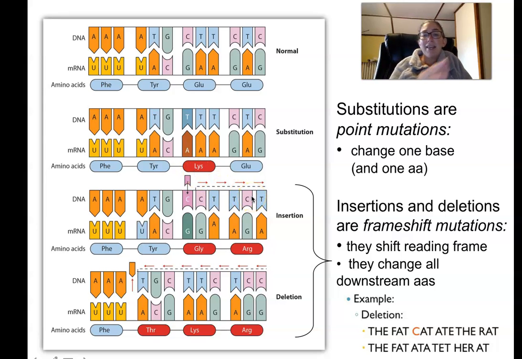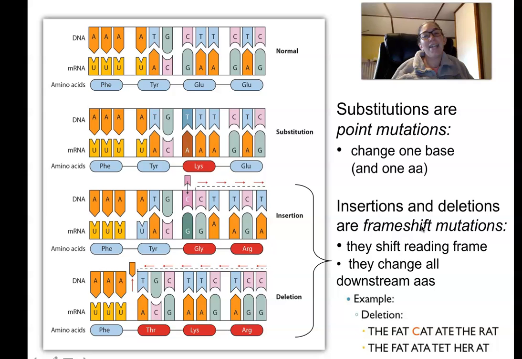The more devastating types of mutations tend to be ones where you're adding or removing a nucleotide. When you do that, you end up shifting the whole reading frame. So notice when you delete a base here, or if you insert a base here, not only is that one amino acid right there altered, but all the amino acids after that are going to be altered because the reading frame shifts. It changes all of the codons after that.